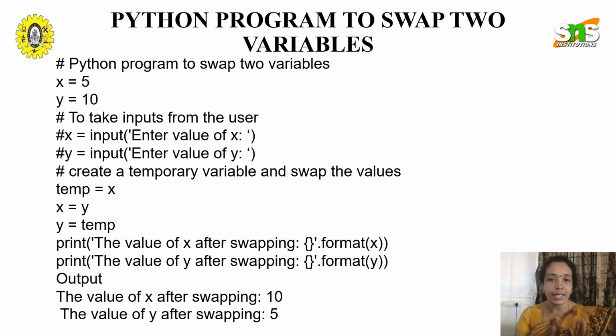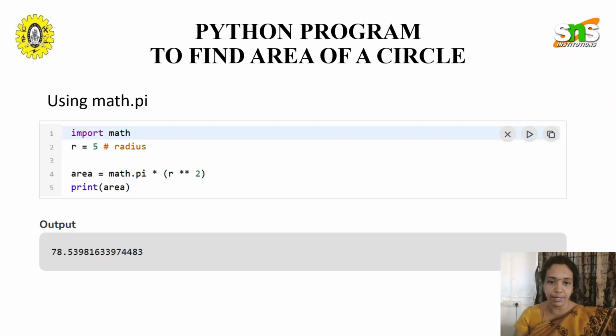Temp is equal to X. X is equal to Y. Y is equal to temp. So here we have swapped the values of X and Y. Print the value of X after swapping dot format of X. Print the value of Y after swapping dot format of Y. The curly bracket indicates that it is going to be a value, and that value we are going to get using the format. The outputs get displayed here.